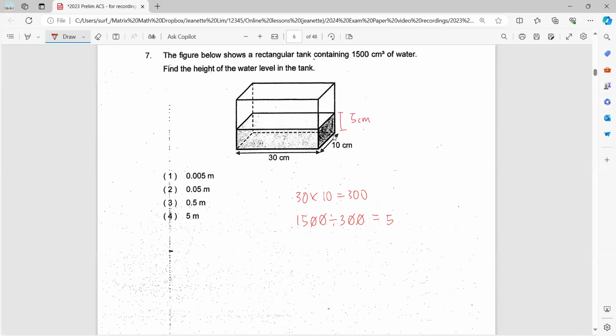Which one is the answer? It gives in meters, right? So 5 cm, to get meters, you divide by 100. So decimal point here, shift 2 times. 1, 2, 0.05 meters. So answer is 2.